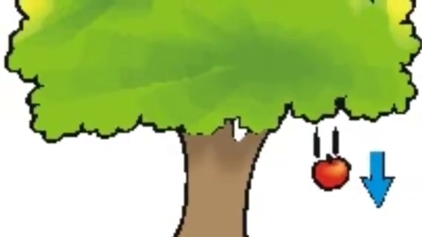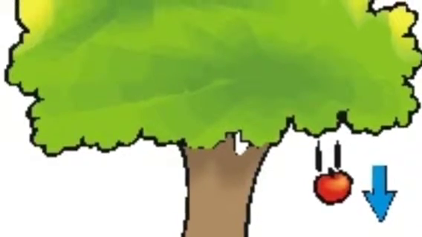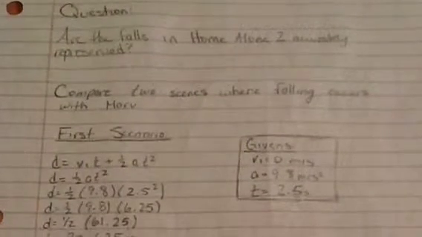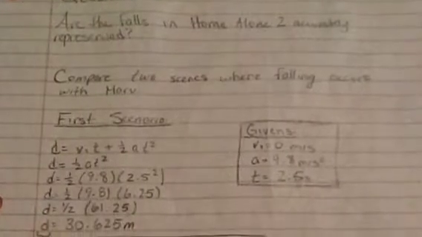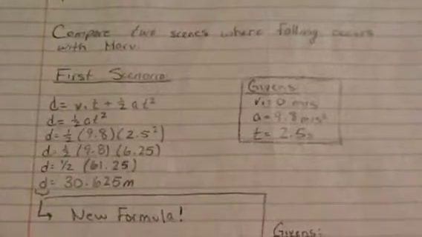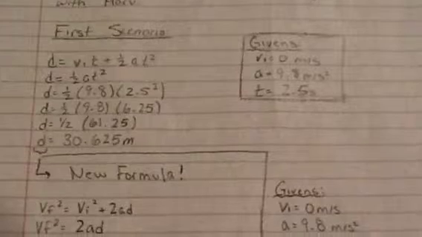As every object falls on Earth, its acceleration is 9.8 meters per second squared down. Then, using the same equation as before, d equals 1/2 AT squared, we multiplied 1/2 times 9.8 times 2.5 squared, which equals 30.625. Knowing that distance of 30.625, we then use the equation Vf squared equals Vi squared plus 2AD.